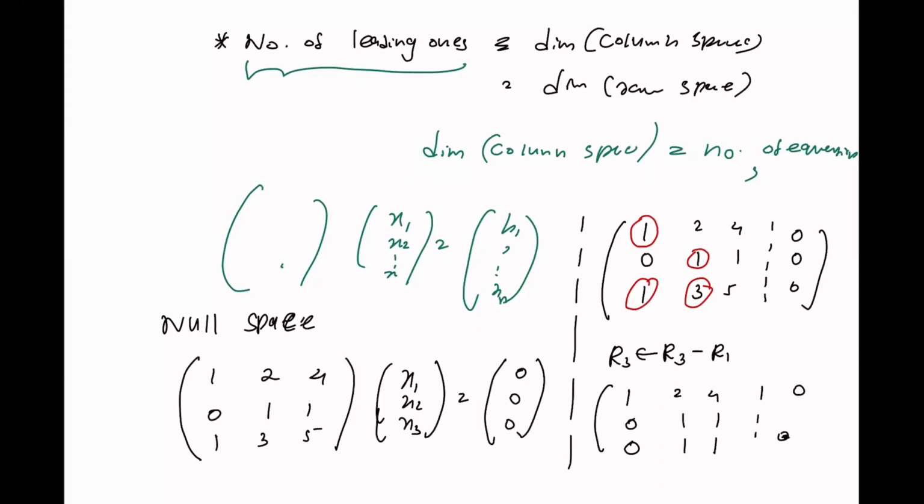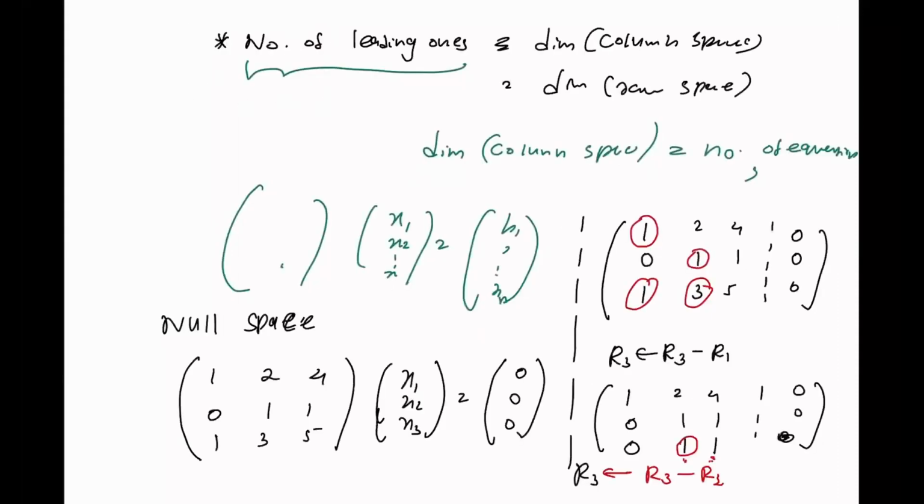right? This becomes 0. If you want to make this 0, because you need it to be 0 to make this a leading one if possible, you have to subtract R2 from R3. Then you will end up with something like this: 1 2 4, 0 1 1, 0 0 0, and you have 0 0 here.